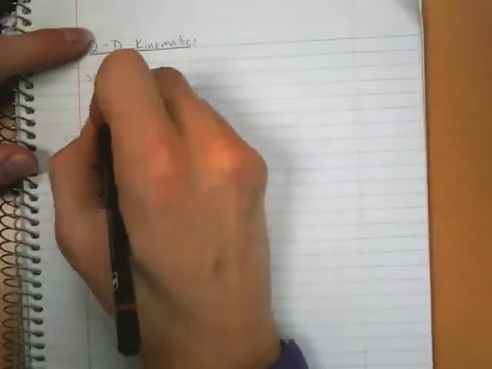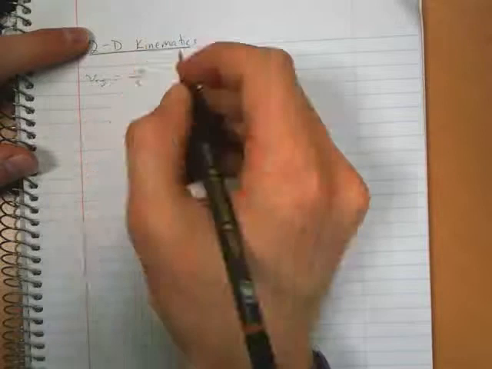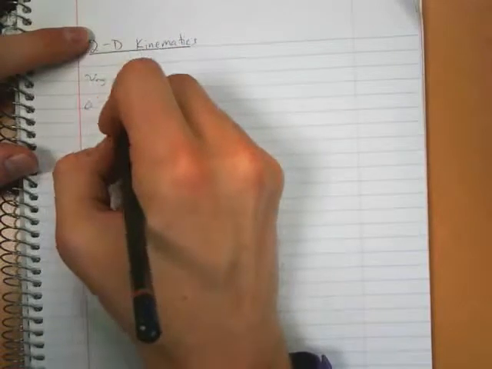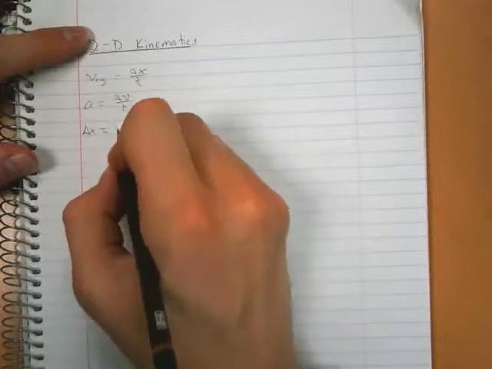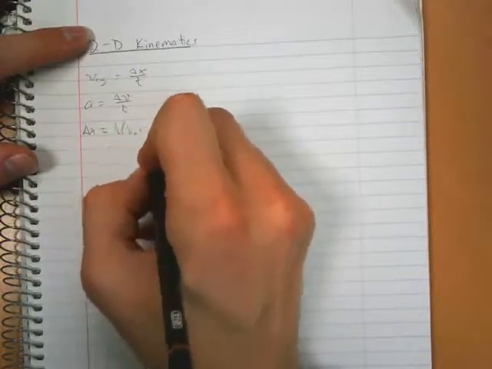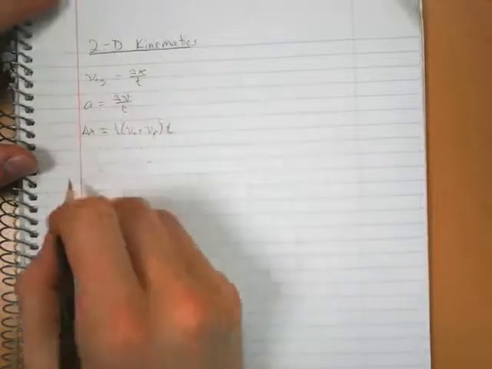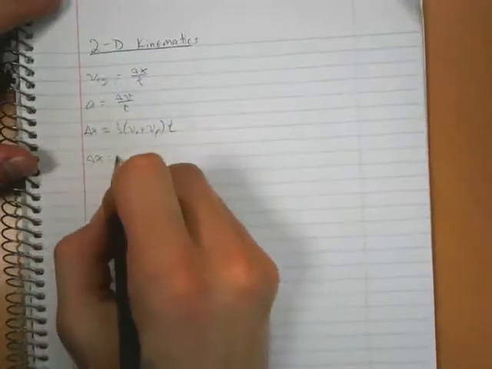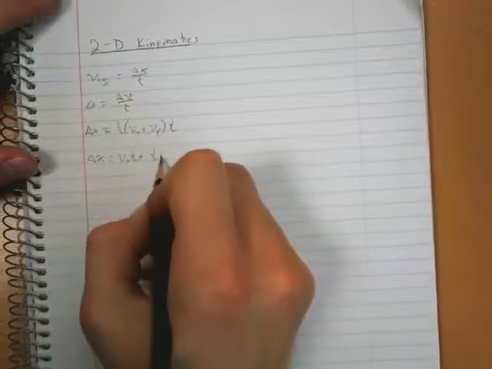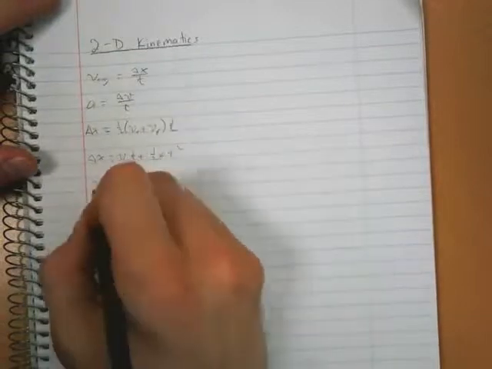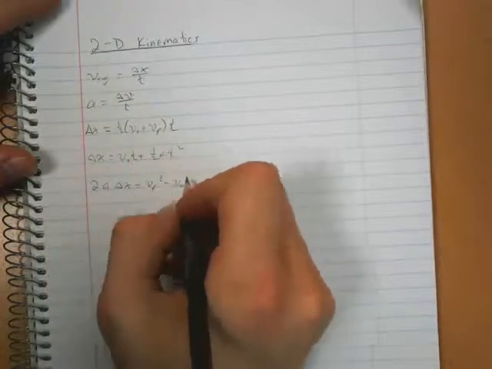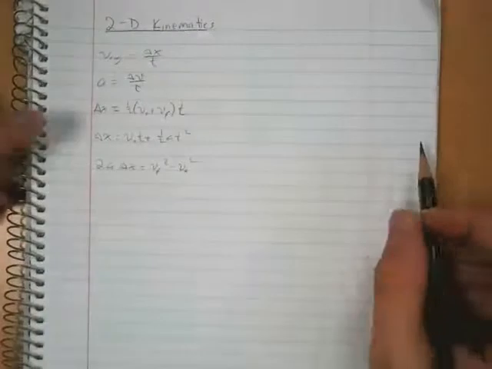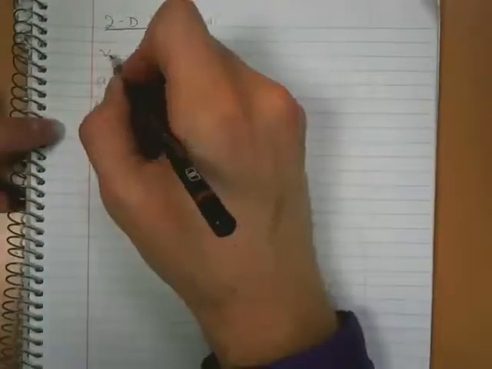In one dimension, these are the 5 equations that we use to solve problems. We have the definition of velocity, definition of acceleration, June's or Martin's equation, depending on which class you're in, the time-dependent equation, and the time-independent equation. Now, all of these equations still apply in 2D kinematics.